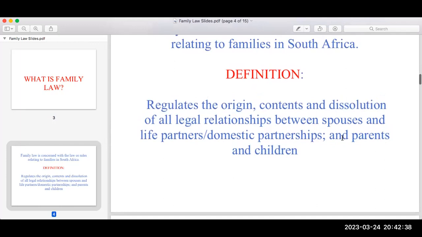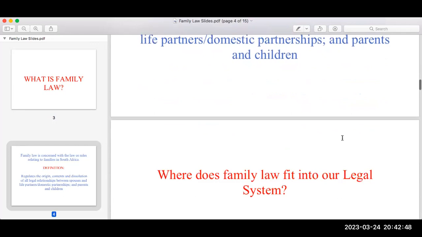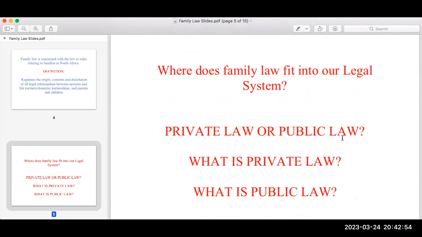So the definition is that it regulates the origin, contents, dissolution of all legal relationships between spouses, life partners, domestic partners, parents, and children. And then we also spoke about where family law fits into our legal system. So we said family law falls under private law because it deals with private individuals. It deals with families, right?